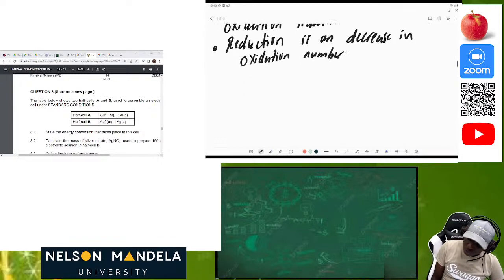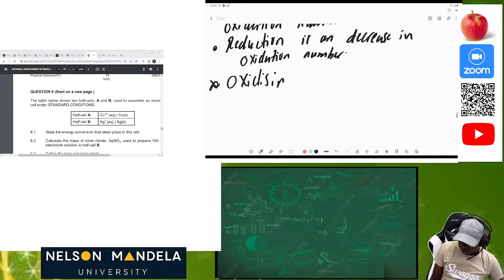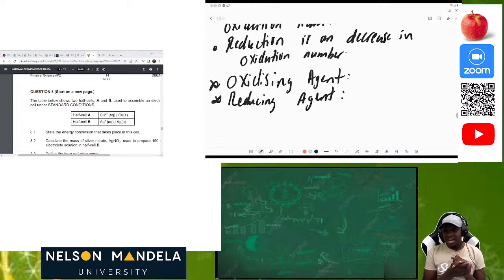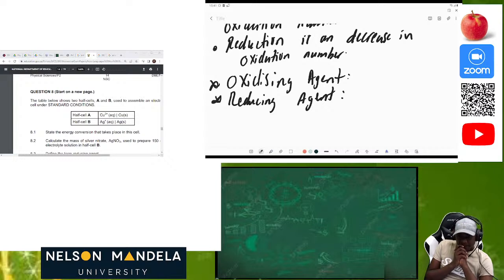But after this, we must also know what an oxidizing agent is, and also, of course, the reducing agent. These are two different terms as well. Now we were able to define oxidation. We were also able to define reduction. Now we are looking at the two agents which are so crucial in electrochemistry, the oxidizing agent as well as the reducing agent. So what is the oxidizing agent?